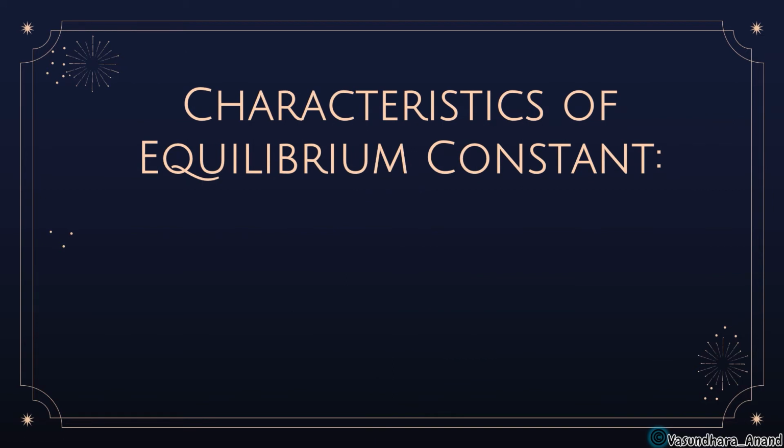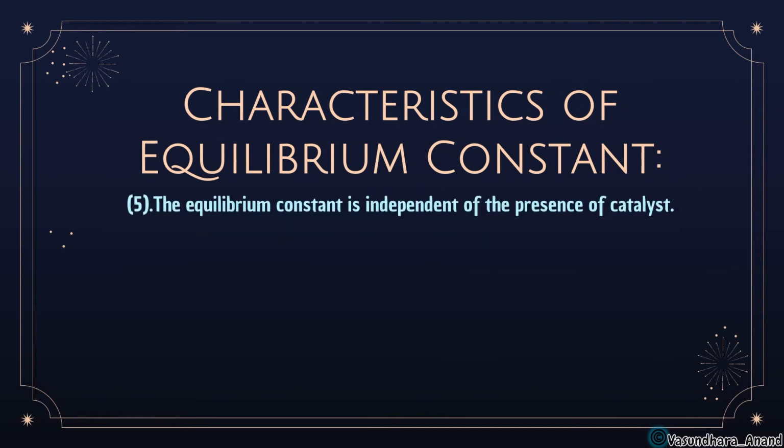Okay, now characteristics of the equilibrium constant. The equilibrium constant is independent of the presence of a catalyst. That means the role of a catalyst doesn't change the equilibrium constant. Yes, a catalyst can change the time to attain the equilibrium, but it will not at all affect the equilibrium constant.